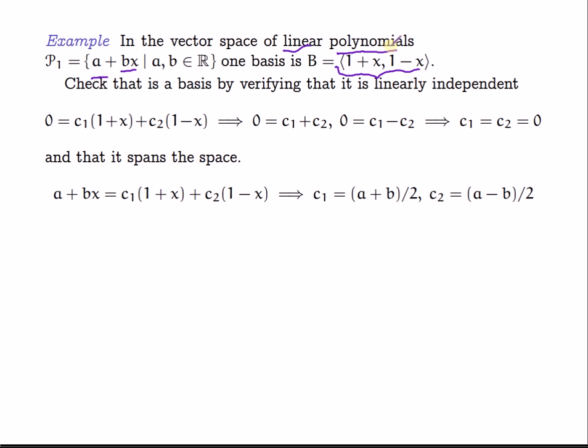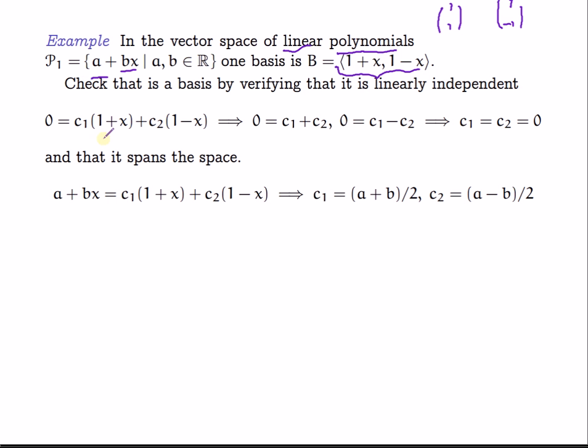Now 1 plus x is very similar to the vector (1, 1). 1 minus x is very similar to the vector (1, -1). Okay. So in fact, if you do the algebra, you'll find that the algebra that shows this is a basis is the very same algebra that was used in the previous example. Instead of working with two-component vectors, we're working with linear polynomials. But the way it works is the same.